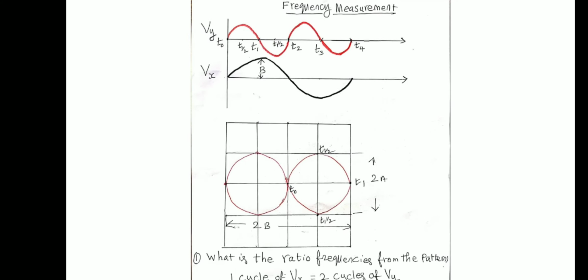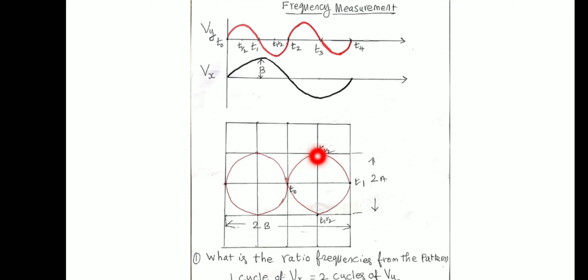How does it work? See, at t naught Vx is 0, Vy is also 0. Then the luminous spot is at the center. And at the time t naught and a quarter, Vy is maximum but Vx is at some positive voltage. So Vx is somewhere here, but Vy is maximum voltage. So now from here it moves along this line and reaches here.